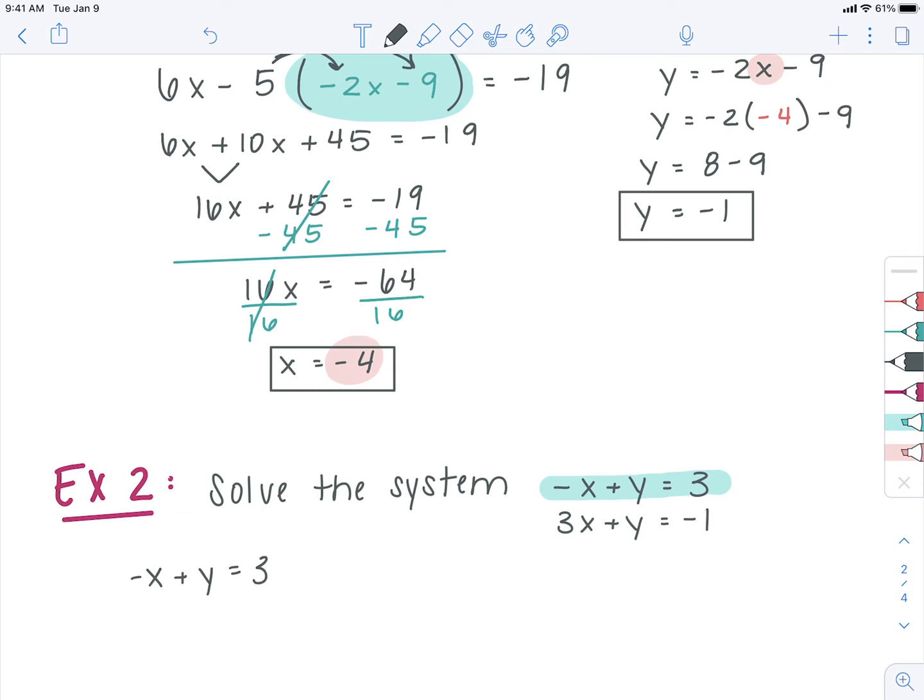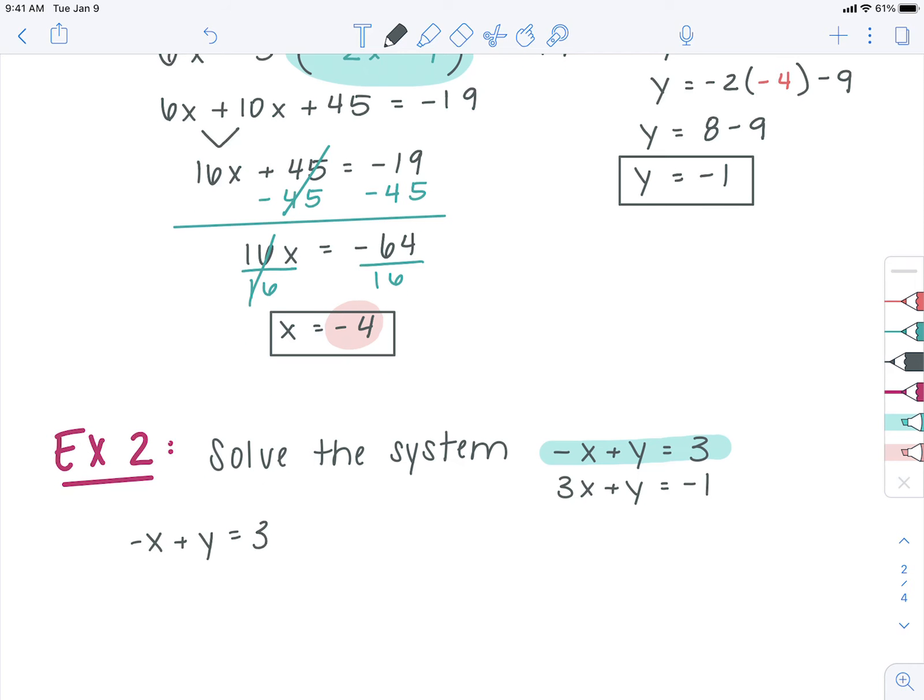Now I can pick either equation. It's just going to be more work if I pick the one that has a coefficient, so I'm going to take the one that doesn't. And I want to either solve for x or solve for y. Since I have a -x, I'm going to choose to move the negative, because if I can ever get rid of a negative, that just makes my life a little bit easier. So I'm going to add x to both sides. When I do that, my x's cancel, and I get y equals 3 plus x.